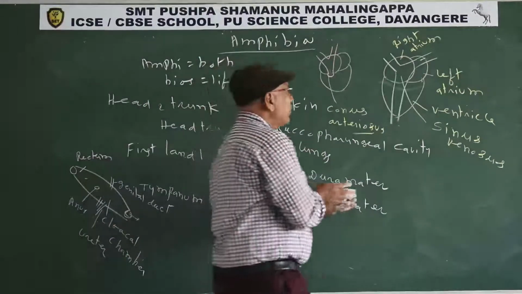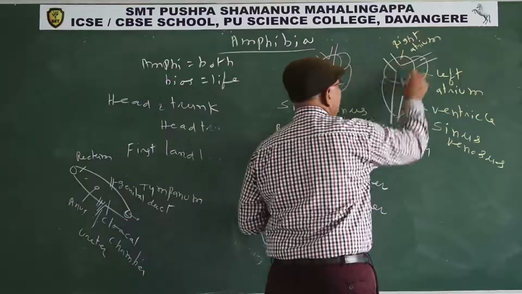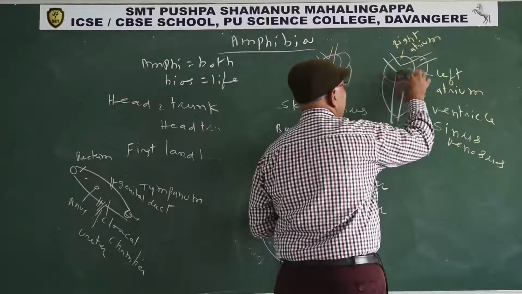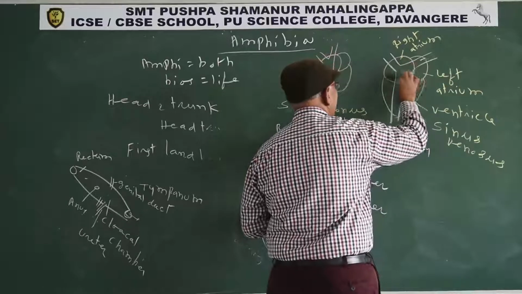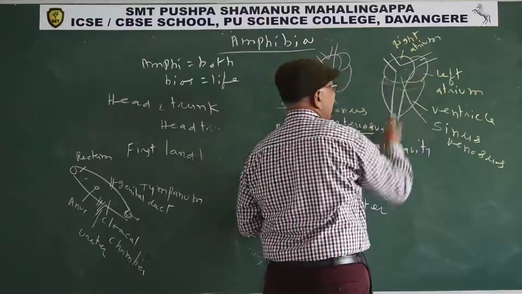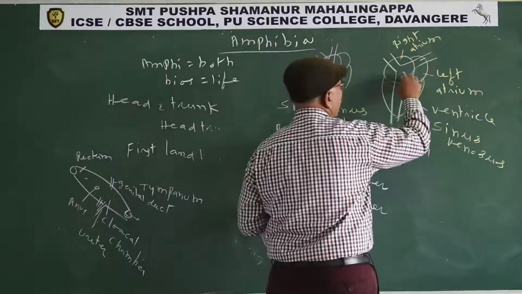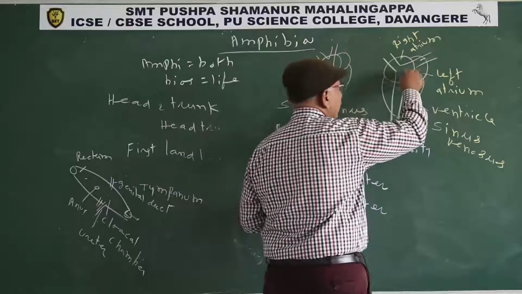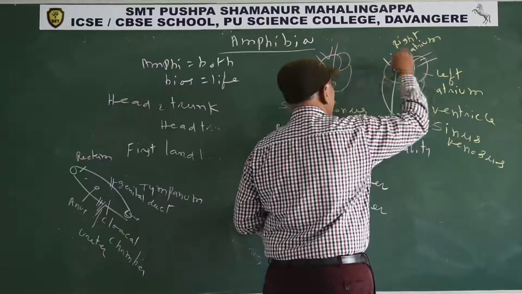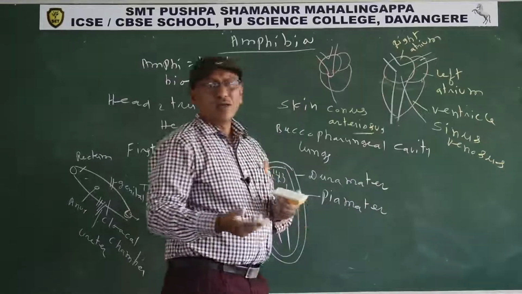How is sinus venosus formed? 2 precaval veins and 1 postcaval vein unite. These 3 veins collect blood from various parts of the body. Due to union of these 3 veins, sinus venosus is formed. Sinus venosus pours the blood into right atrium.